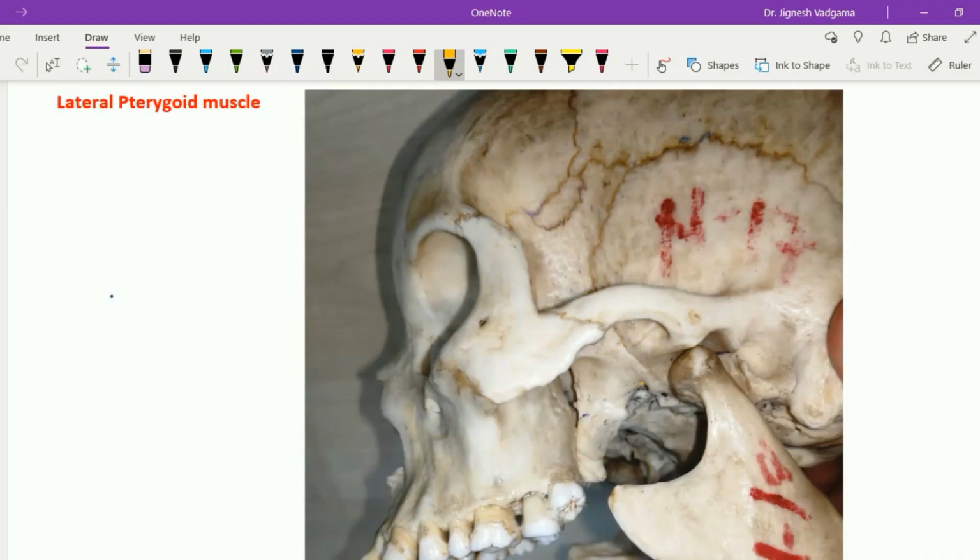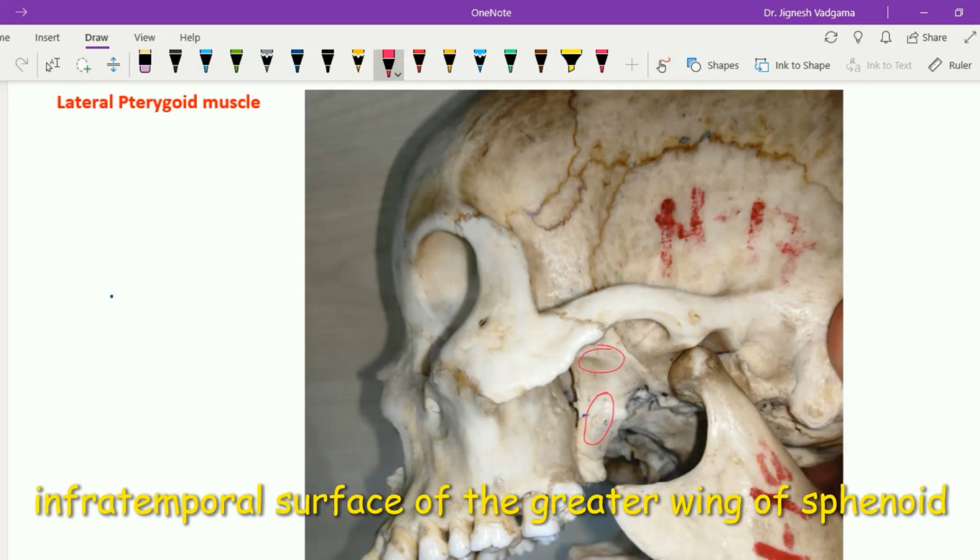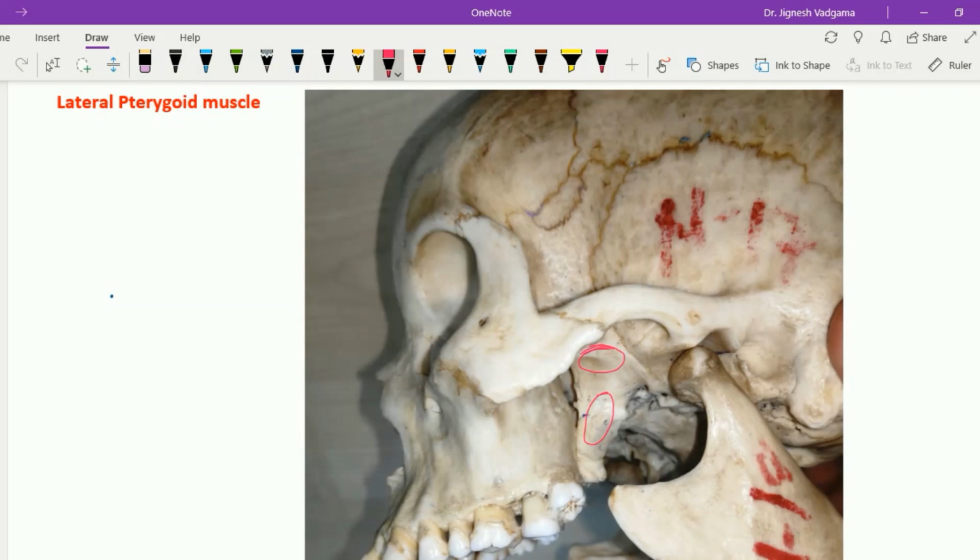Now let's see the lateral pterygoid muscle. This lateral pterygoid muscle is the key muscle of this region because it provides so many important relations. It arises from two heads, one lower head and one upper head. The lower head arises from the lateral surface of the lateral pterygoid plate, and the upper head arises from the infratemporal fossa of the greater wing of the sphenoid along with the infratemporal crest.